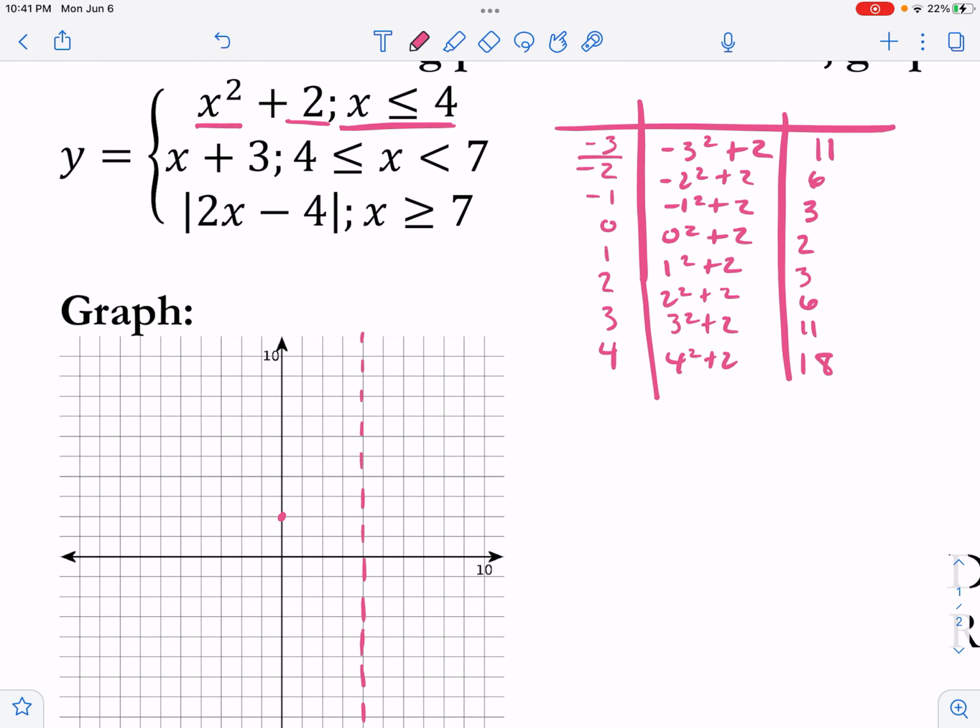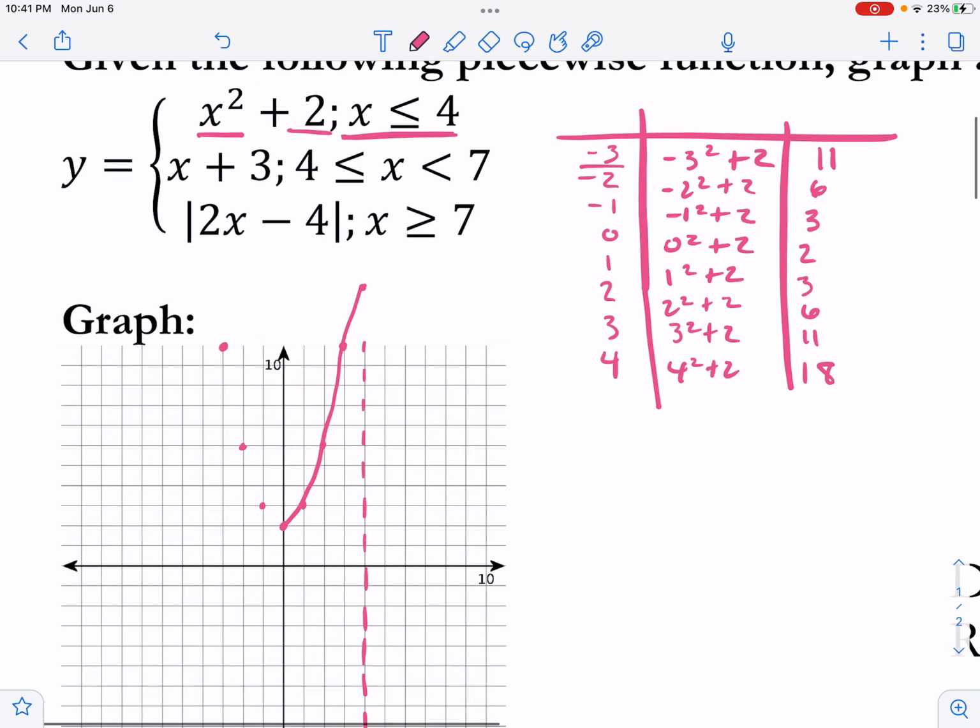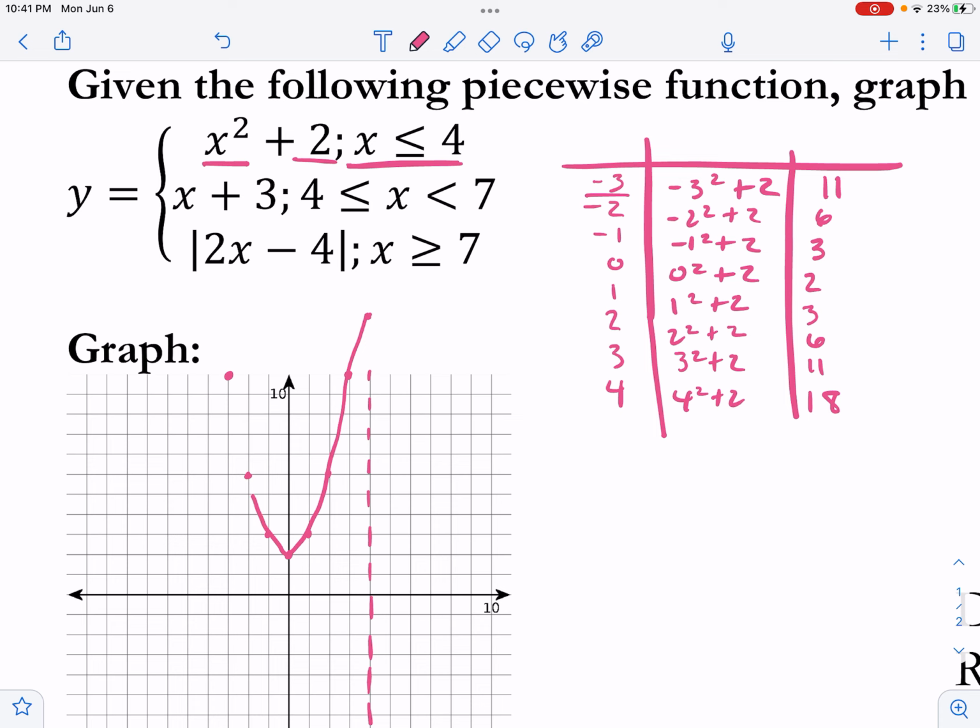So that would be -3 and 11, -2 and 6, and -1 and 3. And then same thing on the other side. And it would be 4 and 18, so we could say it's up there. Since this side is included, it's going to stop at 4, and this side will keep going on forever.